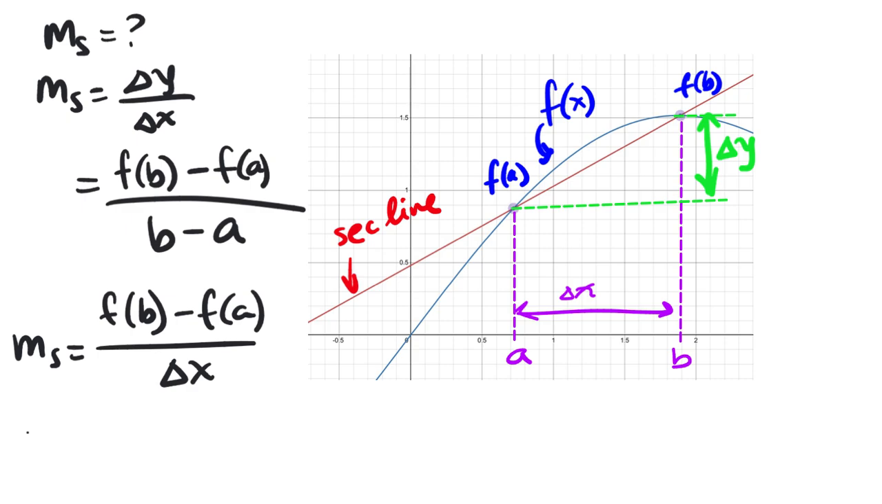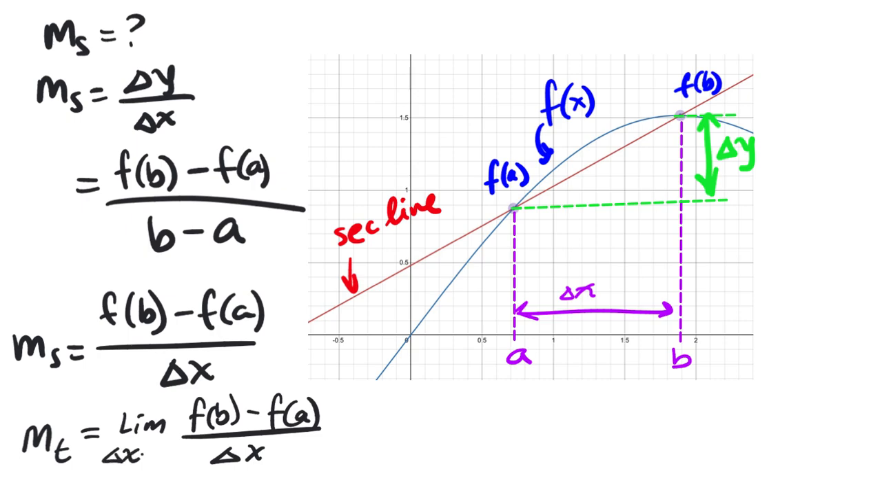So what that means is that the slope of the tangent line is equal to the limit of that function, or of that slope, f of b minus f of a divided by delta x as delta x approaches 0. That is the slope of our tangent line.